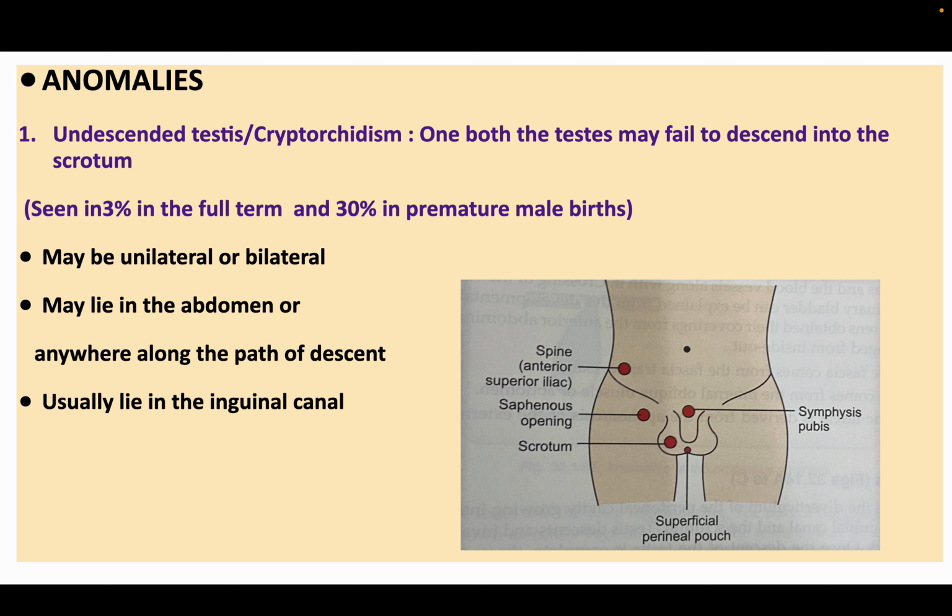Then coming to the anomalies of the testis, first is undescended testis, we call it cryptorchidism. One or both sides of the testes may fail to descend into the scrotum. It is seen in 3% of full term babies, so 97% have testes in the scrotum in full term babies, and in 30% of premature male births it is seen. It may be unilateral or bilateral. It may lie in the abdomen or anywhere along the path of descent. It is usually lying in the inguinal canal.